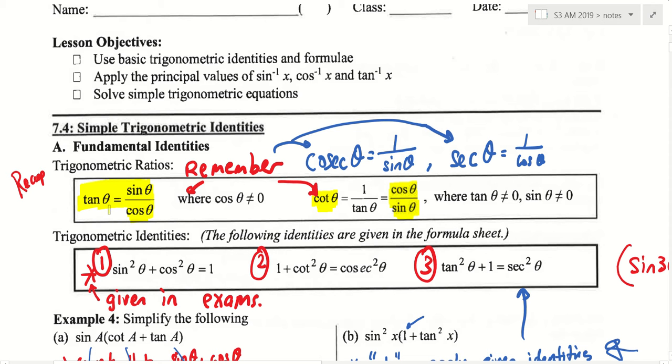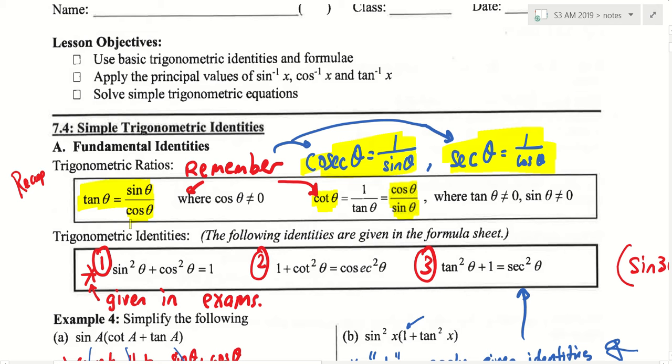So 1, 2, but other than these two, you also have to remember cosecant is 1 over sine. Secant is 1 over cosine. From 1 over sine, how to convert, I will show you in the example below.